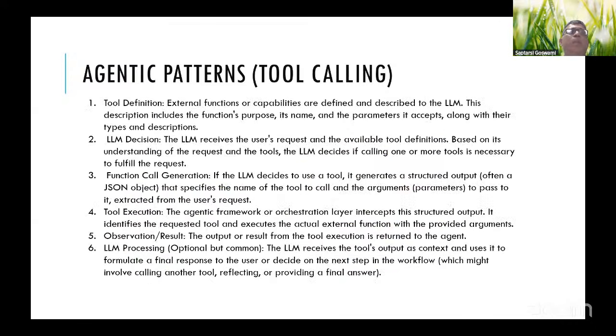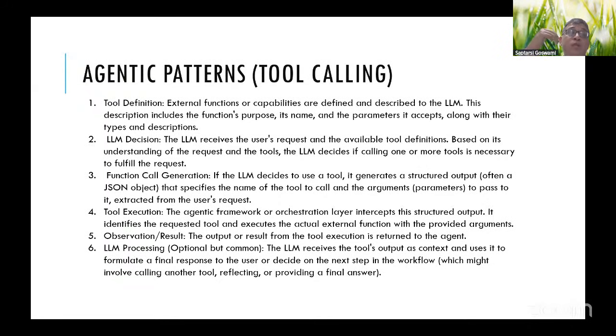Okay, so here is an example. Tool definitions will be defined and described to the LLM, and this description includes the function purpose. So you need to tell it that if I want to book something, then you use the flights API. If I want to do some location search, then you use Google Maps. So this is something you need to do, and then the LLM can take a decision.